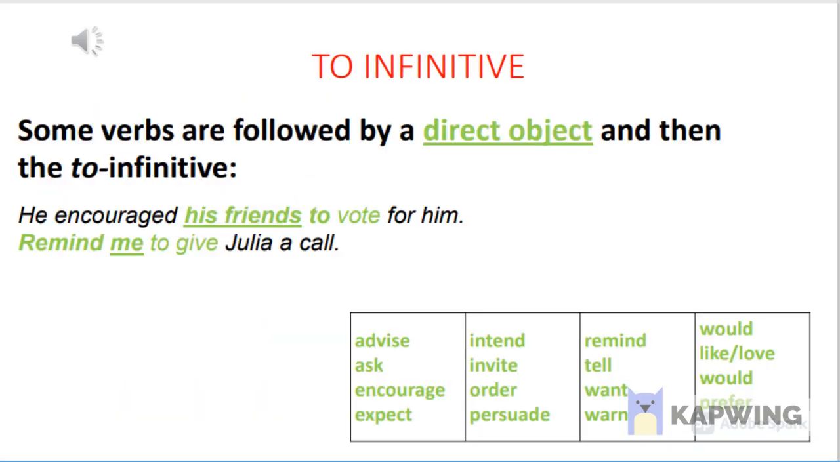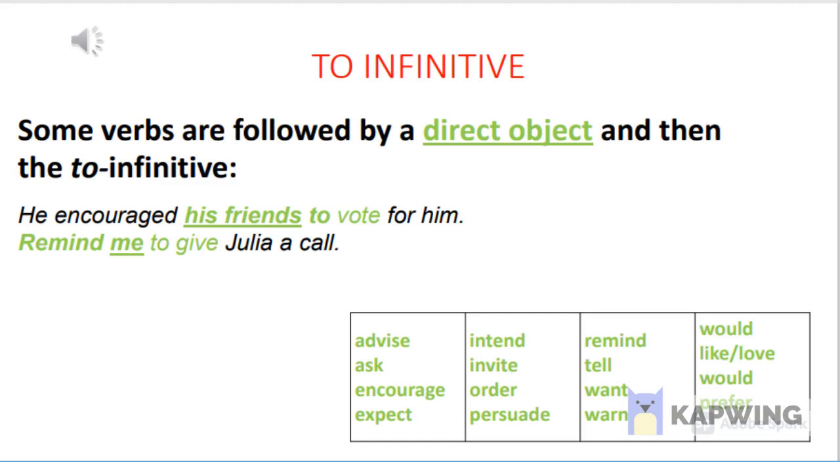For example, he encouraged his friends to vote for him. The verb encourage needs an object before adding to infinitive. We have a structure, encourage somebody to do something. There are some verbs which need the object because they are followed by to infinitive.